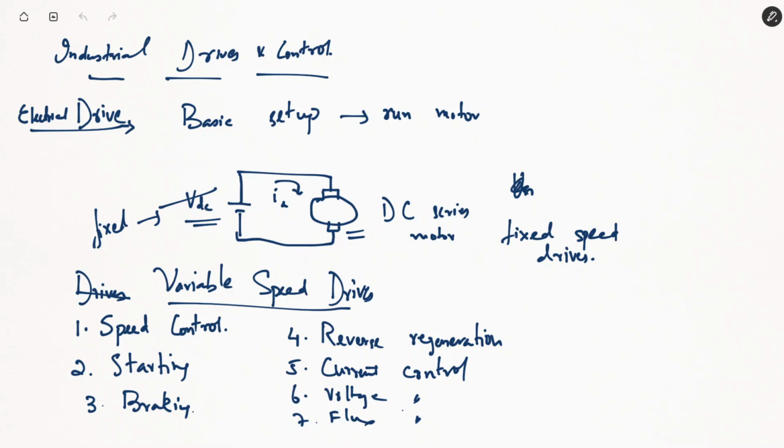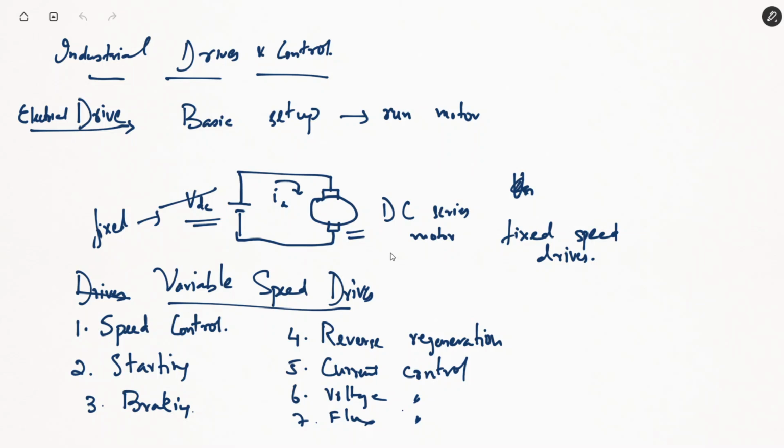An electrical drive has two configurations. One is a fixed speed drive configuration and another one is a variable speed drive configuration. In case of a fixed speed drive configuration, we make sure that a basic minimum arrangement is made such that we'll be able to run the motor.